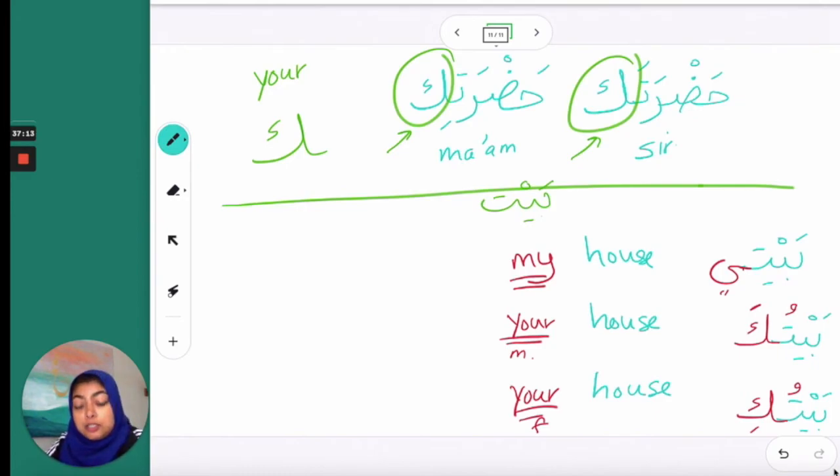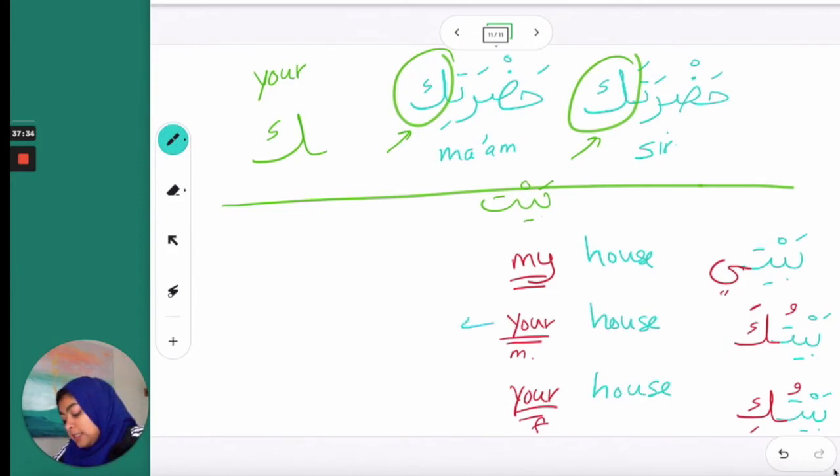If you want to use the gender neutral pronoun, then you would use the plural, which is baytukum. Kum is the plural. We haven't done it yet because we haven't done the M, the meem sound. But kum would be, if you want to say your house, using the plural. Okay, so bayti, baytuka, baytuki.